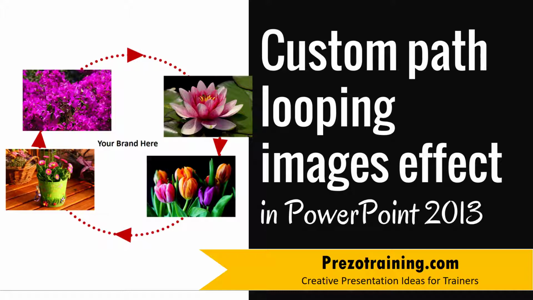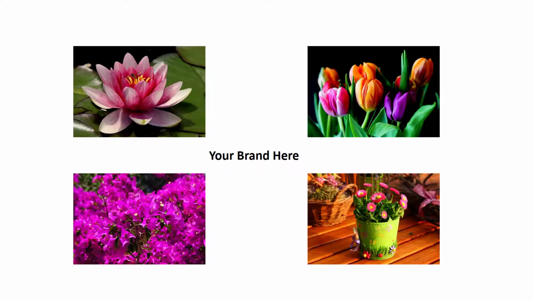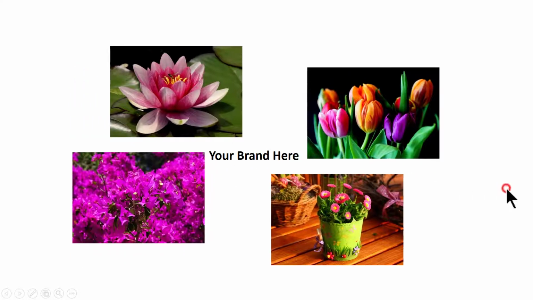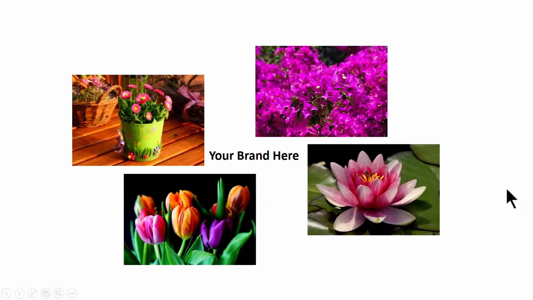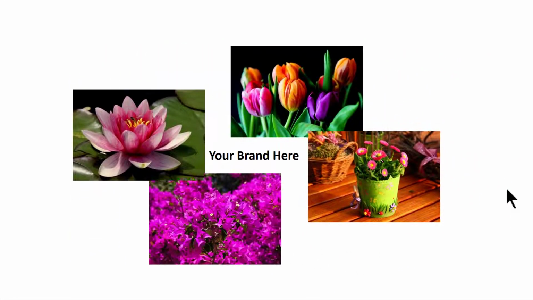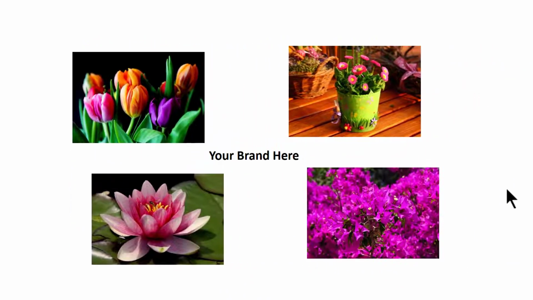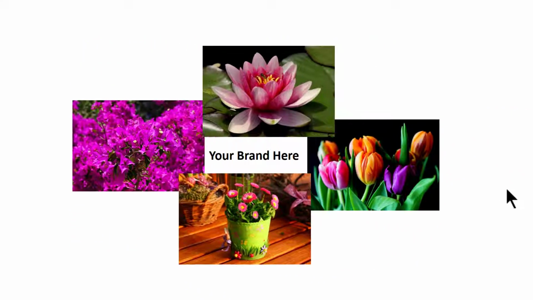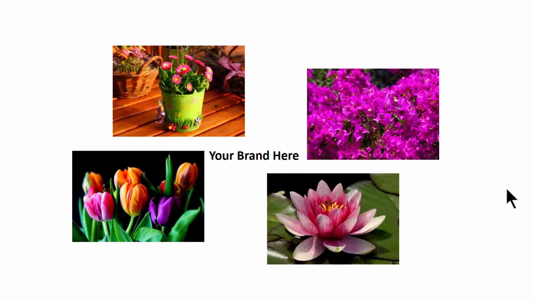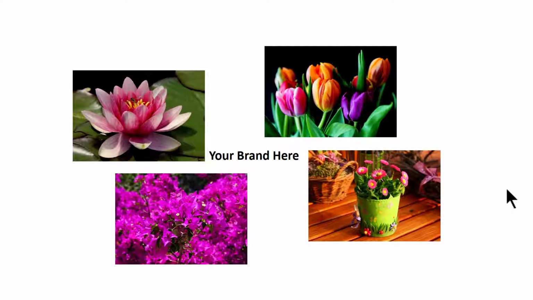The beautiful custom path looping images effect you will learn to create today looks like this. As you can see here, you have your brand or your message in the middle and your 4 pictures relevant to the brand or the message. And then on a click, you will see that the 4 images loop around the message or the brand in a very interesting fashion. And this will continue till the time you go to the next slide. It's a very interesting effect to learn, and I'll show you how to create this beautiful effect from scratch.